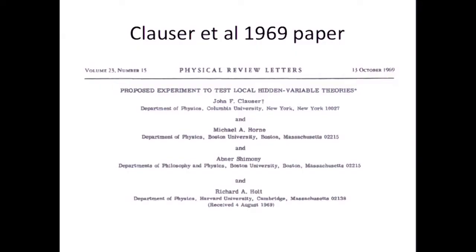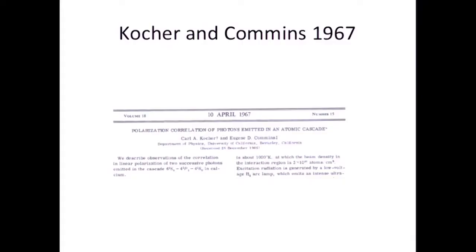Clauser's paper of a few years later expanded what Bell had done and focused on an experiment that could actually be performed. And that experiment was an extension of an experiment by Kocher and Cummins, which actually demonstrated entanglement.